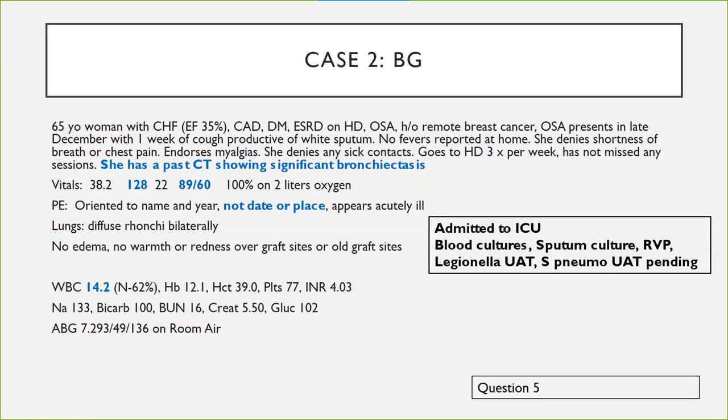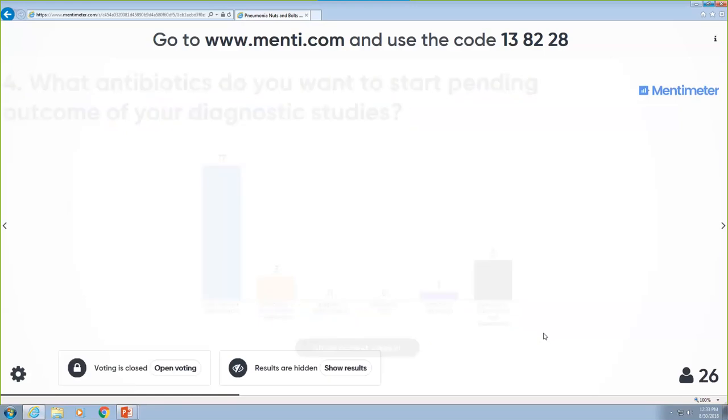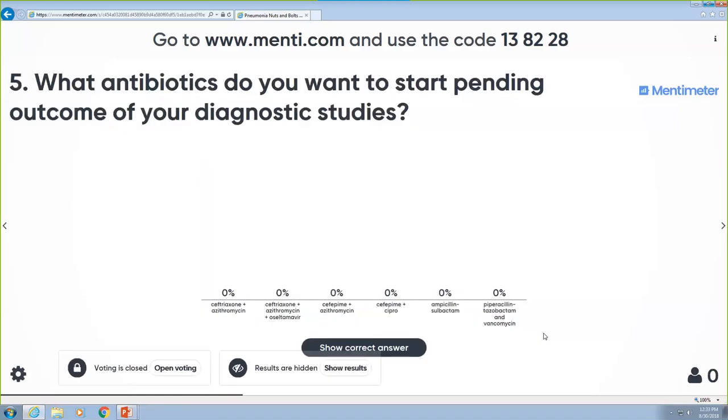So now, what antibiotics do you want to start now, pending the outcome of your diagnostic studies? She's a little sicker now. She's in the ICU.